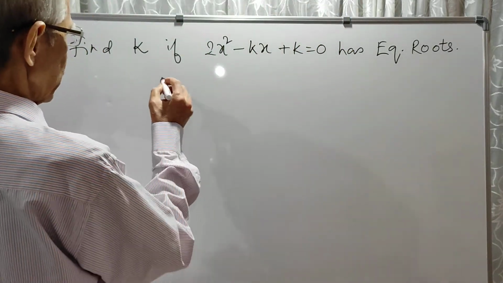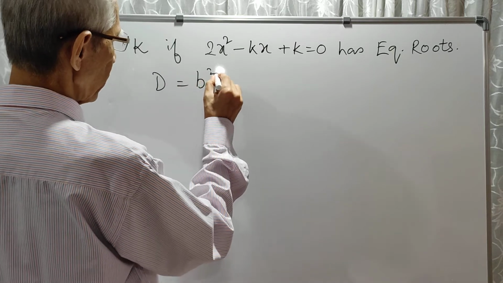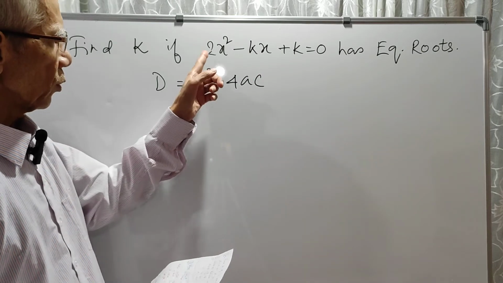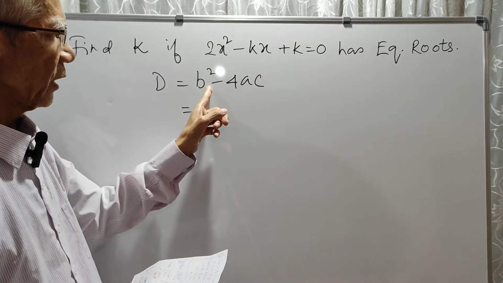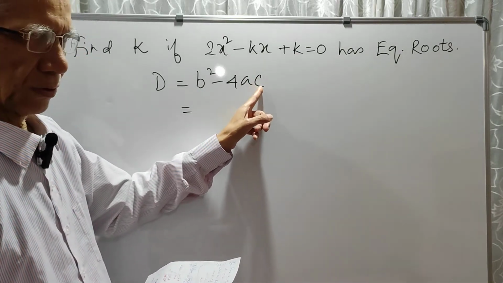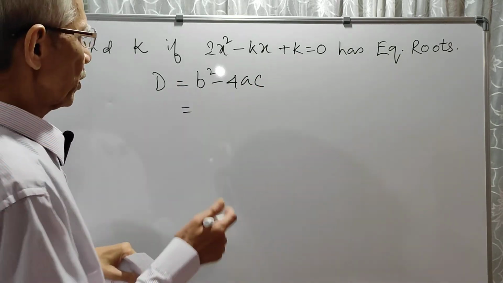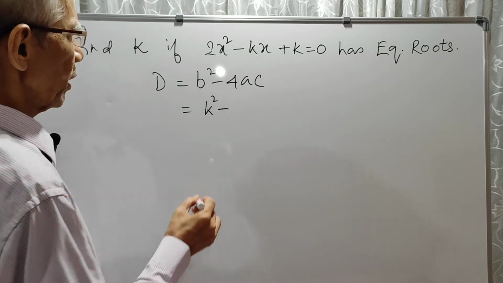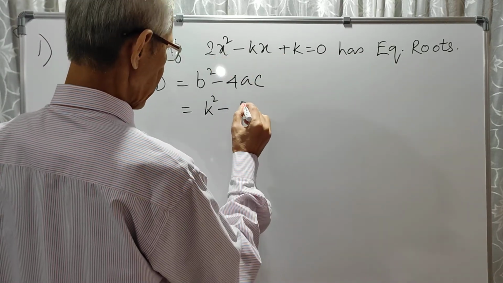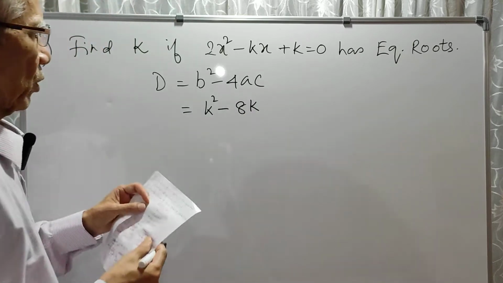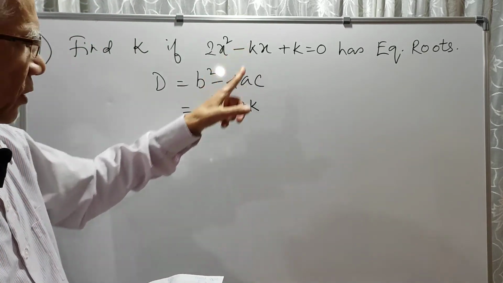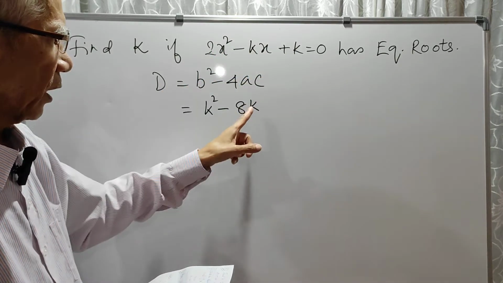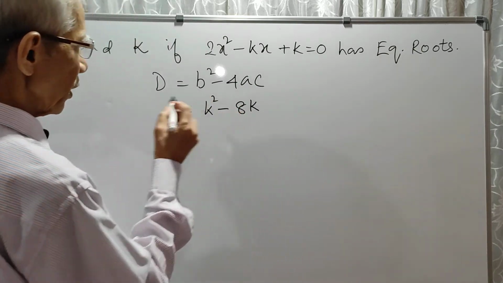So what is the discriminant? The discriminant is equal to b square minus 4ac. Now for this quadratic equation, 2 is a, minus k is b, and this k is c. Therefore, what will be b square minus 4ac? b is minus k, so b square is k square, then minus 4ac, 4 into 2 into k, 8k. So this is the discriminant.